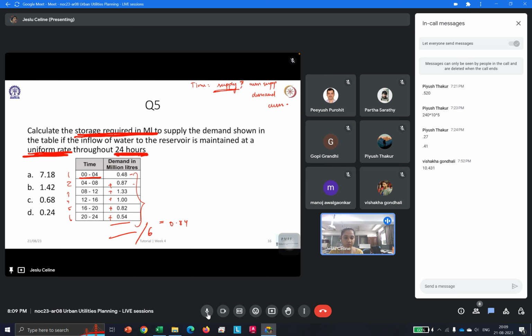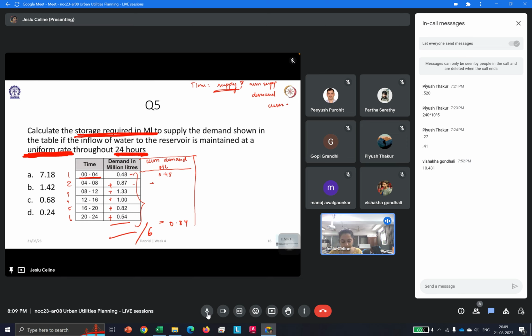So our average demand is 0.84, which means that for every 4 hours, we can supply 0.84 million liters of water. That will be the supply rate, and it's a uniform supply rate. Now this is the demand in million liters. I'll add here the cumulative demand in million liters, which is the sum of all this. So first it's 0.48, then 0.48 plus 0.87. Let's write that also.